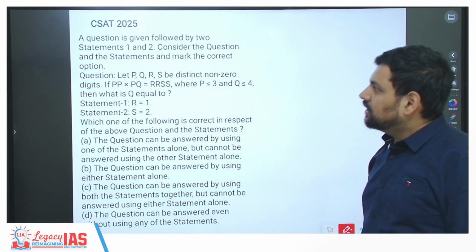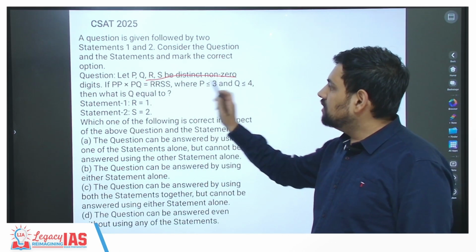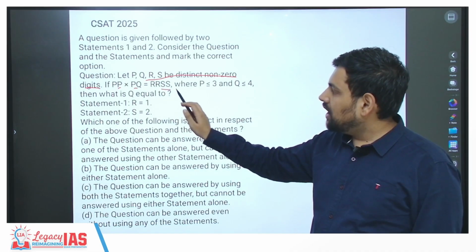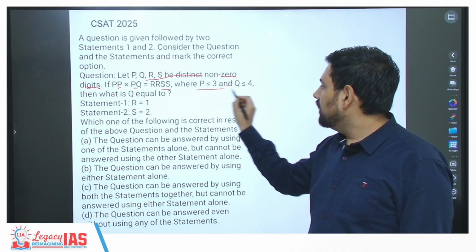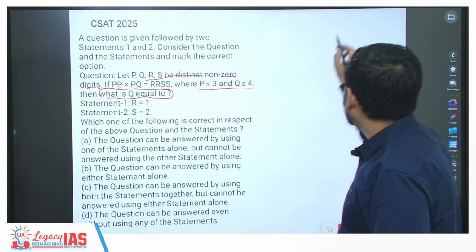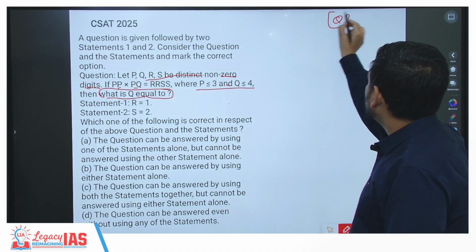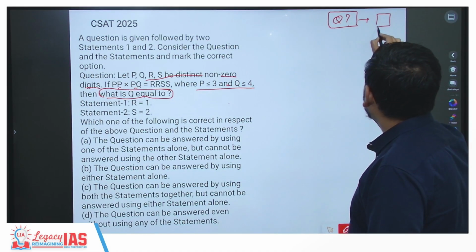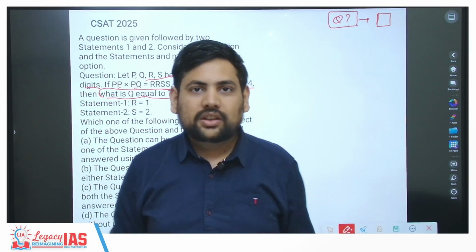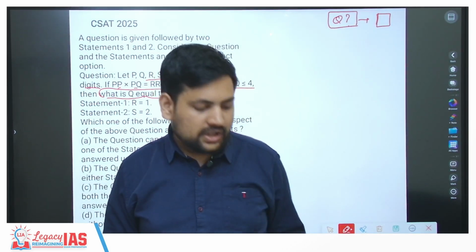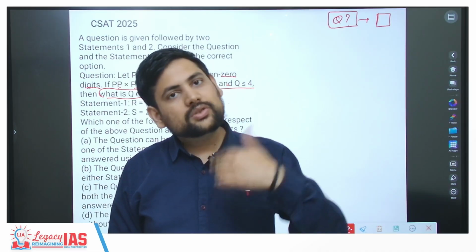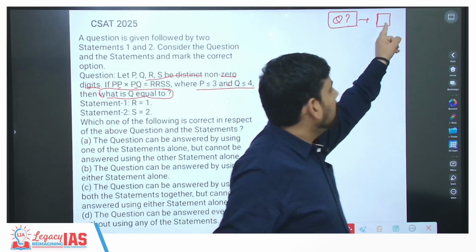The question says: let P, Q, R, S be distinct non-zero digits. Then if PP into PQ is equal to RRSS, where P is less than or equal to 3 and Q is less than or equal to 4, then what is the value of Q? Basically, it is asking you Q is equal to question mark. If you can fill a single value here, then you say that much knowledge is sufficient. Whether that comes straight away from the question or after using one of the statements or both the statements, that we'll see. Eventually you want something that you can fill here.